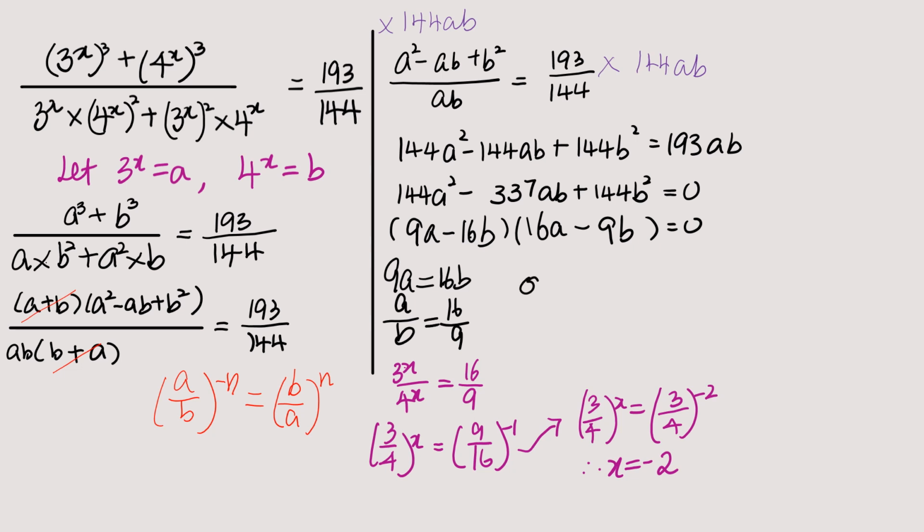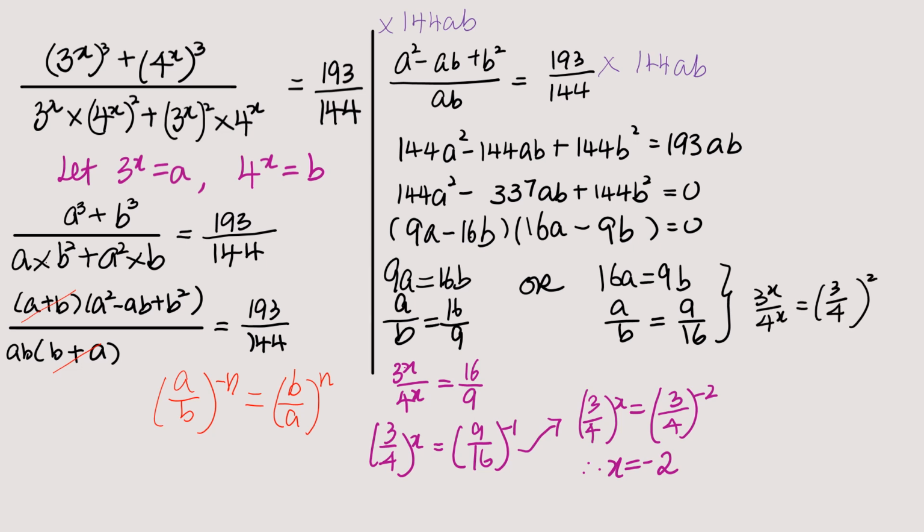How about the second factors? Yes, second factors will be 16a equals to 9b. And then if I would find a divided by b, that will give me 9 over 16. And here this is easier because, why is it easier? Let's look at it. Correct, I can just simply express 9 as 3 squared and 16 as 4 squared. And from there, the second solution will be x equals to 2.